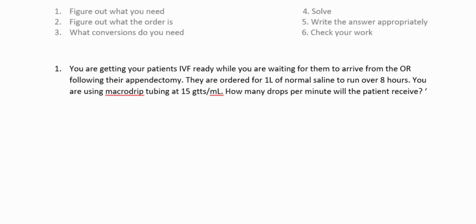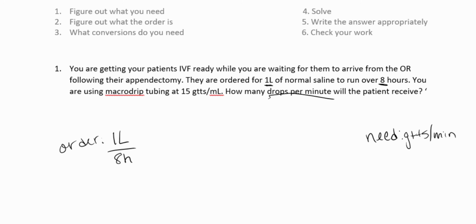All right, let's start with number 1. What do we need? What we need is how many drops per minute. Now, what is ordered? Our order is 1 liter of normal saline over 8 hours. Now we're going to go from hours to drops per minute, so we're going to need some conversions.